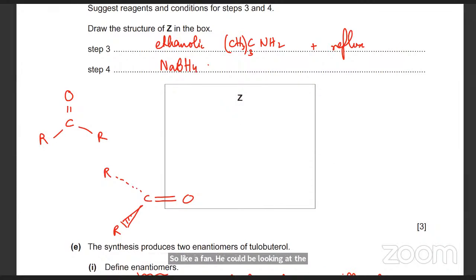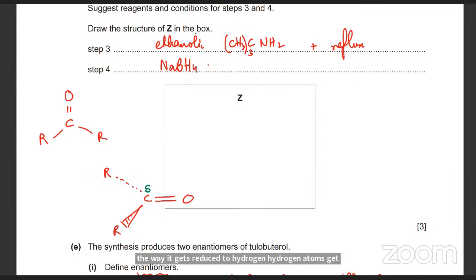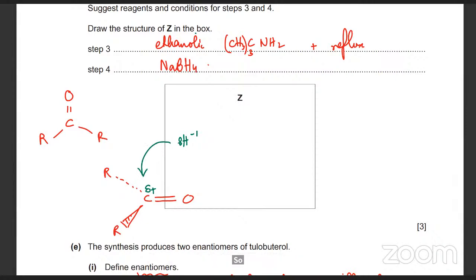Now when it gets reduced, hydrogen atoms get added to it. This carbon is positive because it's a ketone. The LiAlH4 or NaBH4 is going to produce H- ions. So these H- ions can go and attack the carbon from the top and get added to it, or the H- ions can also attack and attach to the carbon from the bottom.